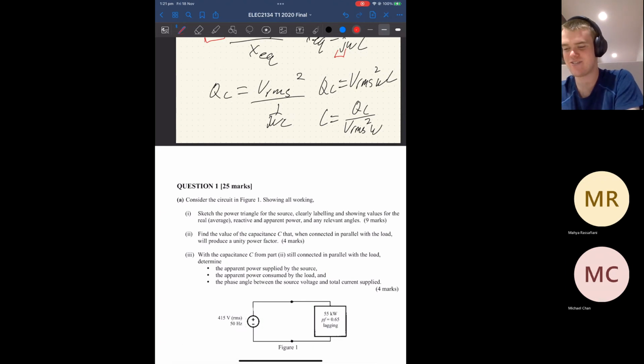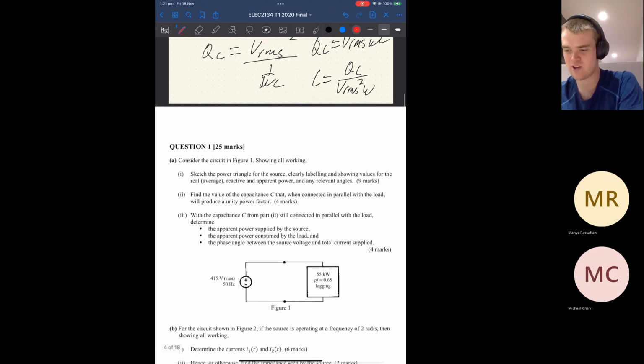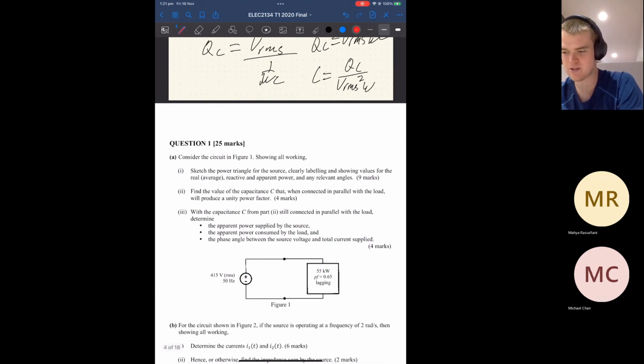Then we get to this next question, which is, okay, with the capacitance C from part II still connected in parallel with the load, determine the apparent power supplied by the source. Now, the apparent power is S. How much power is supplied by this source when we have unity power factor? It's just the real power, right? So then this power is equal to the absolute value of S. Or more accurately, the other way around, but yeah, it is equal to P.